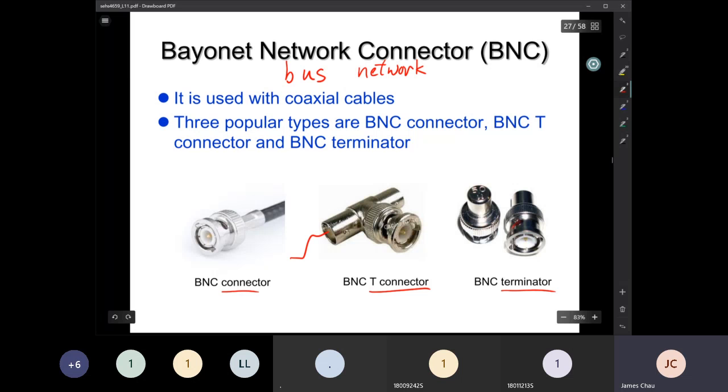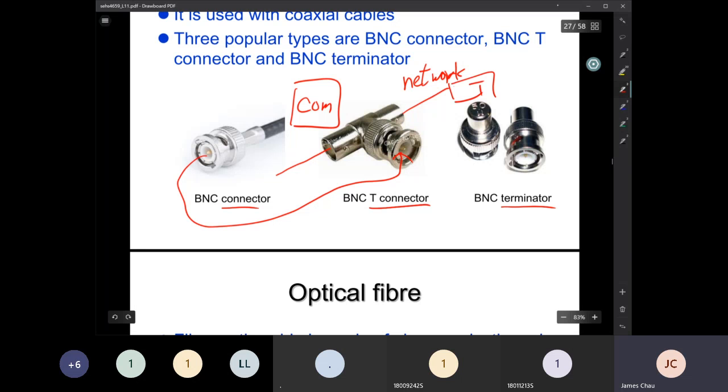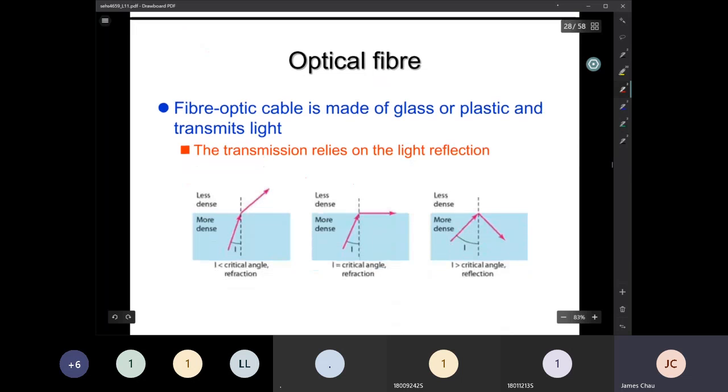The network is connected using a T-joint. This is the network, and you connect your computer using the BNC connector to this one. At both ends you have the terminator, or here we have the server, and at the other end you should have the terminator connecting to this one. But I think you seldom see this network anymore because it has been replaced by the star topology.